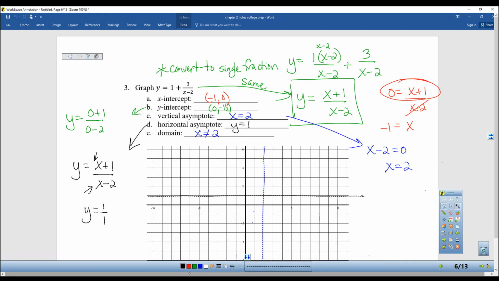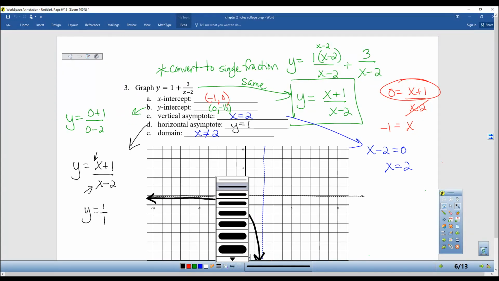Now I'm going to plot what I know so far. I know the x-intercept is at -1, 0. I know the y-intercept is at 0, -1/2. And I know the asymptotes. Just go ahead and draw it. You don't really have to find more points. This is plenty of points when you have asymptotes. Asymptotes are awesome.